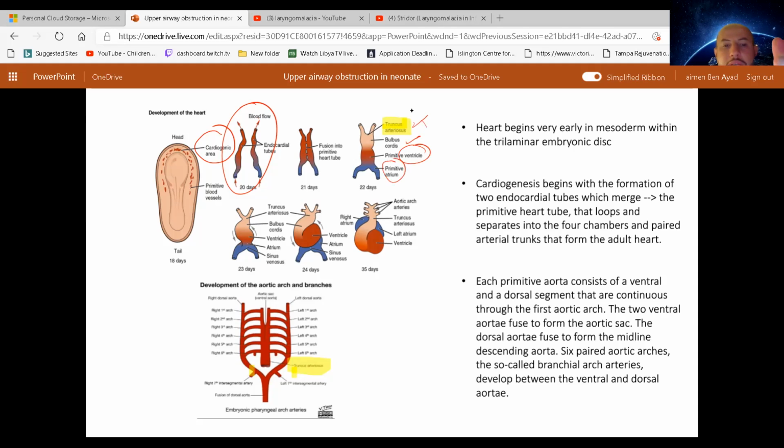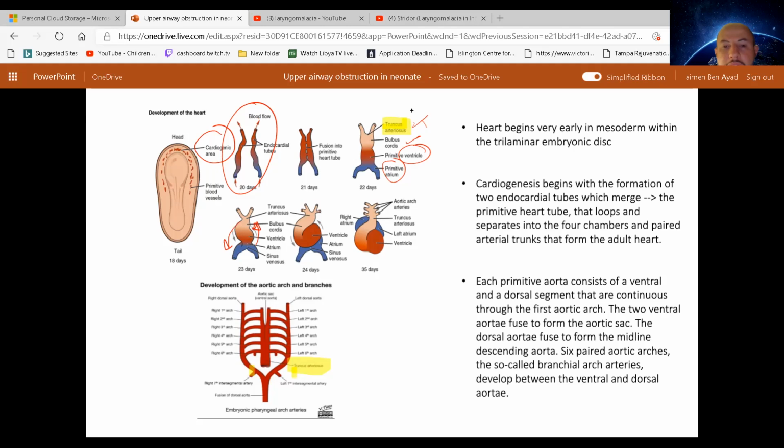If you think, the heart usually starts with the atrium, then the ventricle, and then the truncus arteriosus, which gives rise to the aorta and pulmonary artery. But here, before that, it was opposite. So truncus arteriosus, bulbus cordis, then ventricle, primitive atrium, and then it starts changing. This part goes down and this part goes up, and you can see the shape of the heart formation.